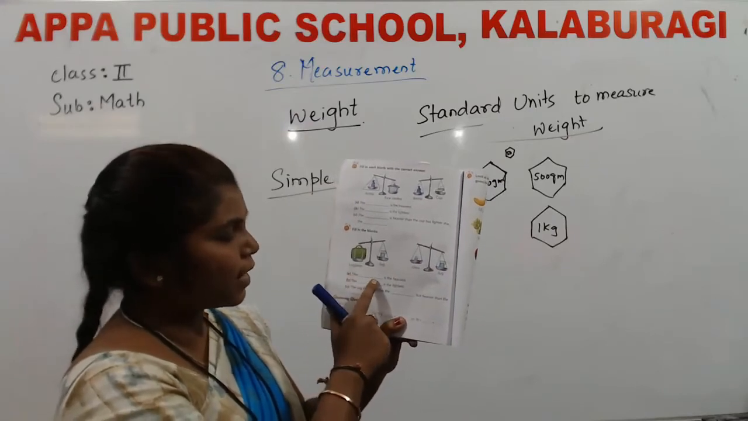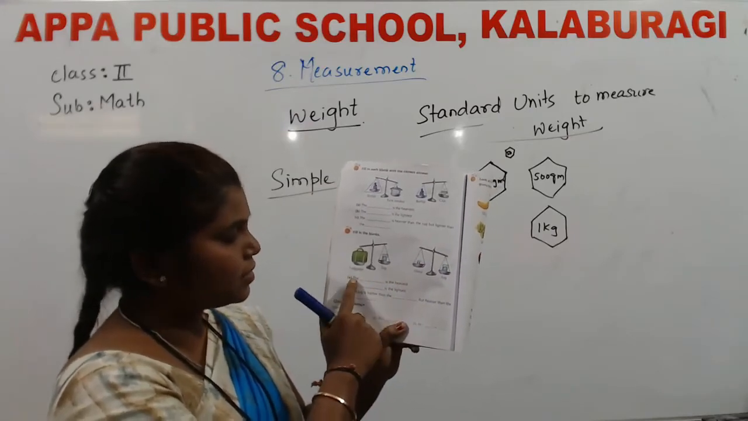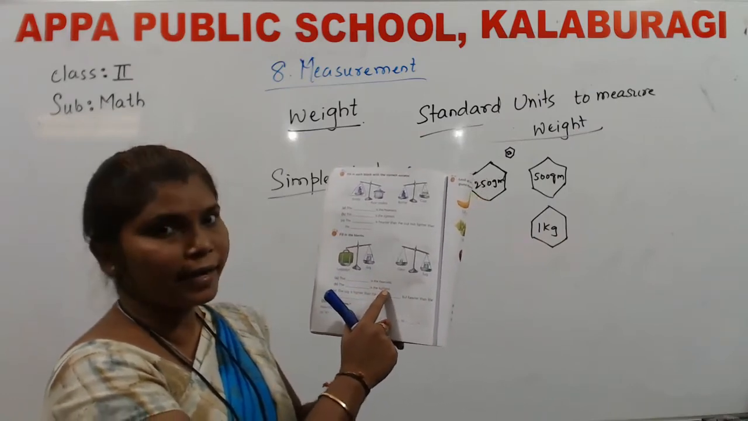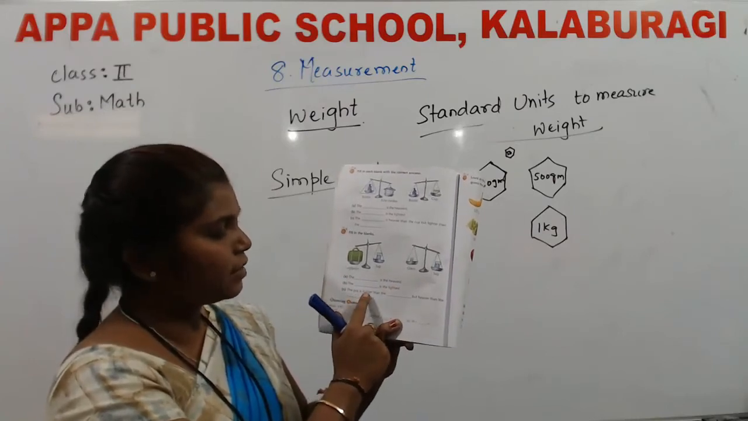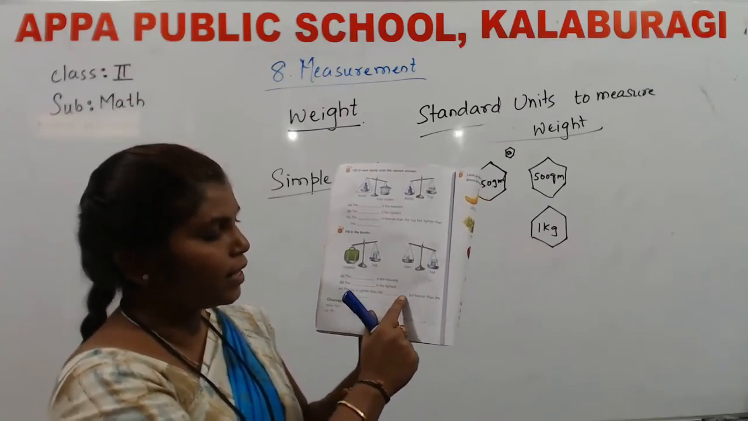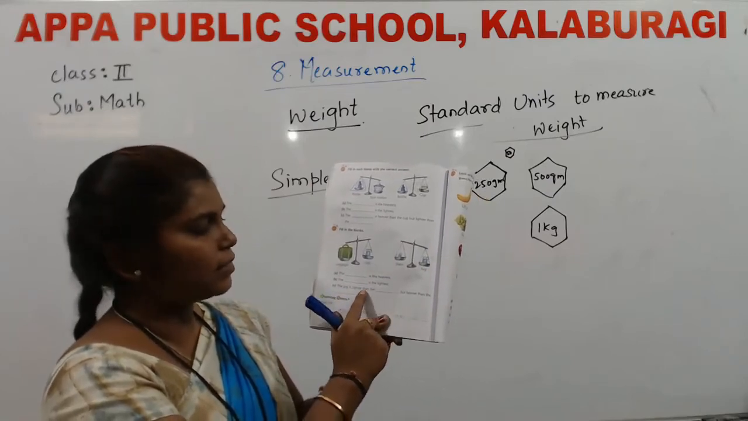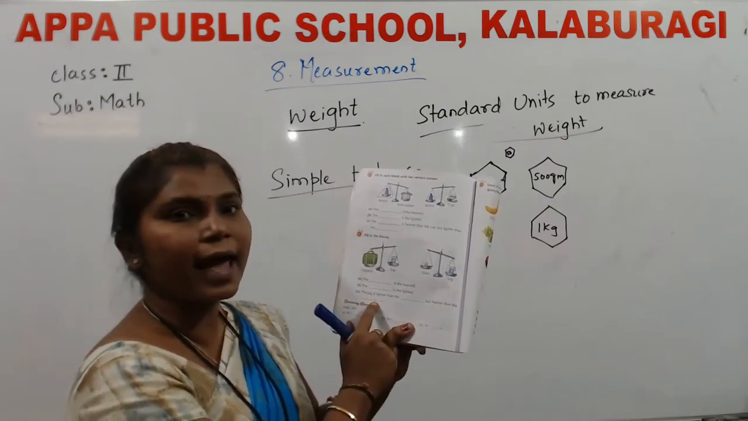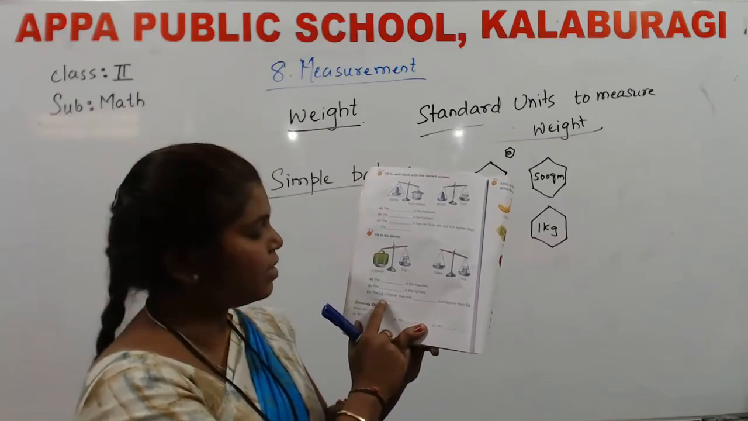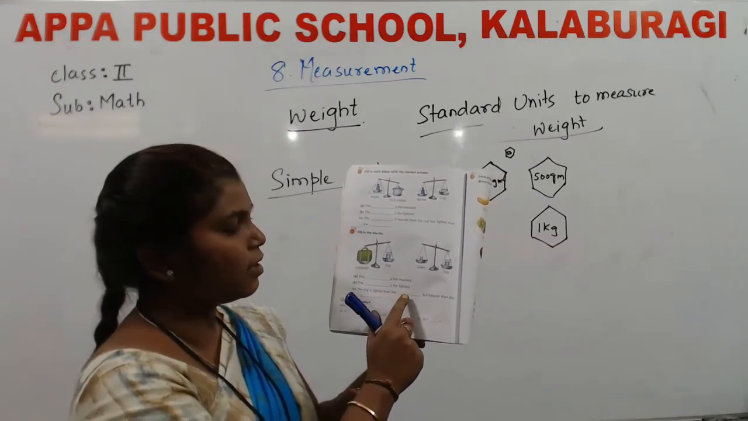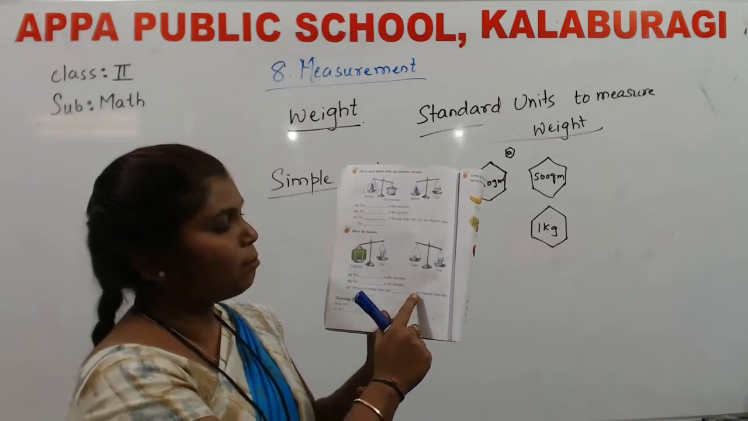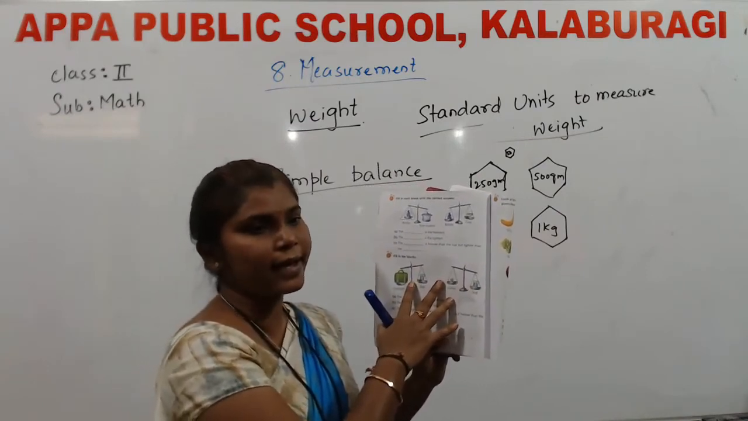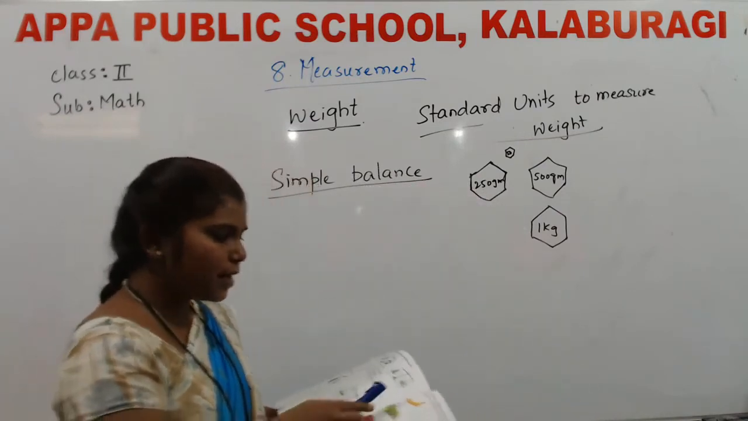What do we have to write? The luggage is the heaviest. Yes, the luggage is the heaviest. The jug is the lightest. Okay, the jug is lighter than what? What do we have to write? The jug is lighter than the luggage but heavier than the glass. This is how you are going to analyze which is heaviest and which is lightest.